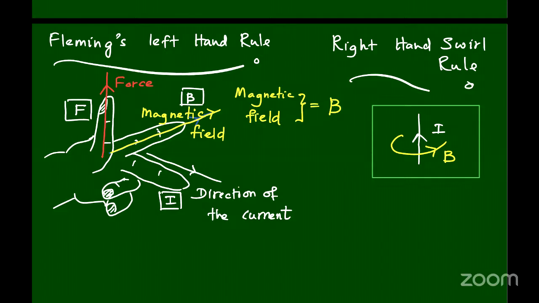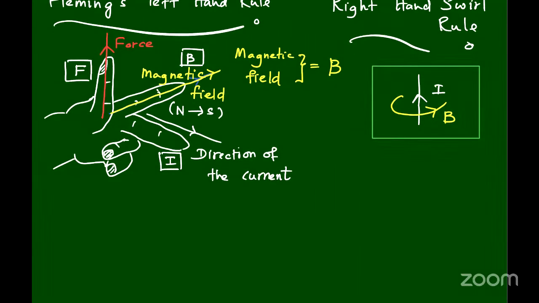And here the magnetic field direction is pointing like that, which means from north to south. And the current direction likewise, from the positive end to the negative end.